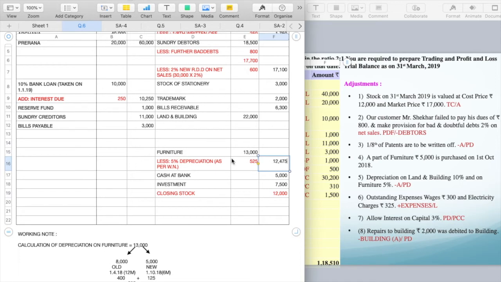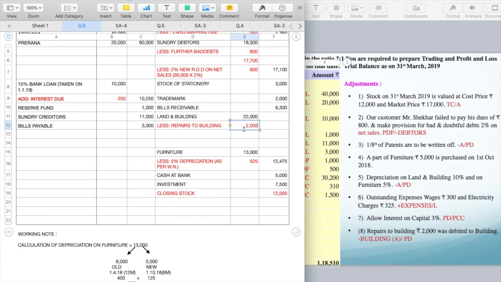On land and building also, I'm supposed to charge 10% depreciation. But before doing depreciation, I have to do the 8th adjustment also. So first I'll do the 8th adjustment, then we will calculate depreciation on land and building. Along with the land and building depreciation, we'll transfer the furniture's depreciation also into the profit and loss account. Here it is a little complicated, but you have to be very careful and alert. So listen carefully and do it properly. First of all, on the land and building, I have to minus less repairs to building. It's an expenditure which is included, so I'm minusing it, 2,000.